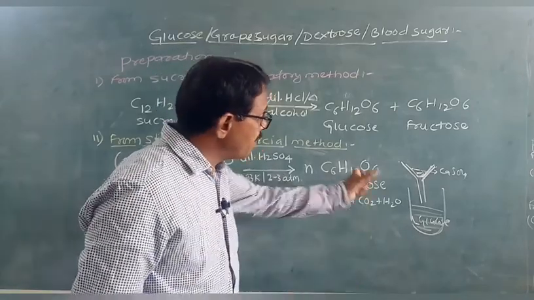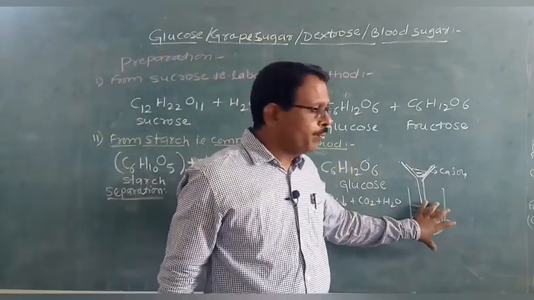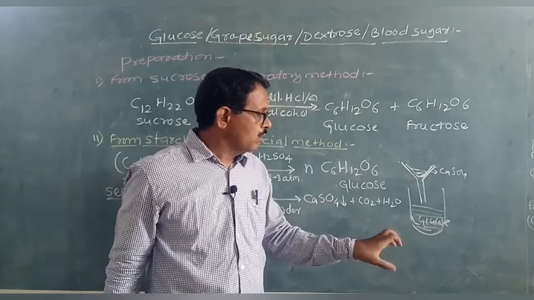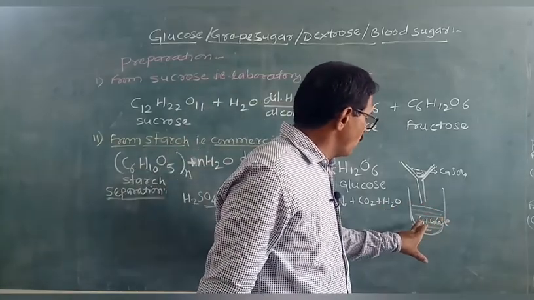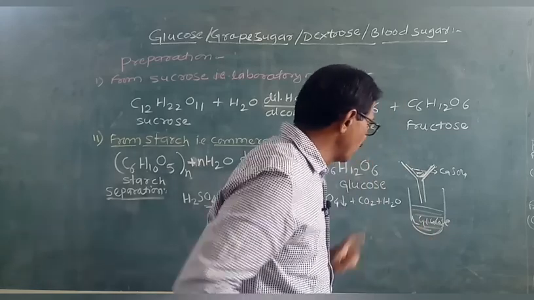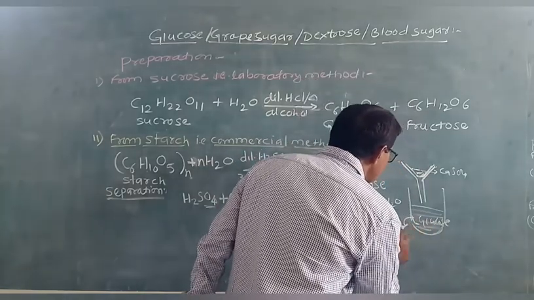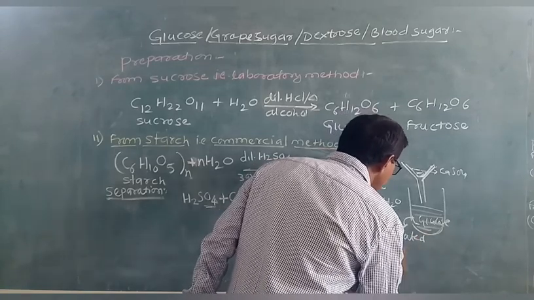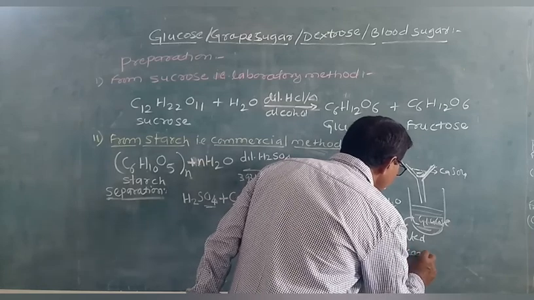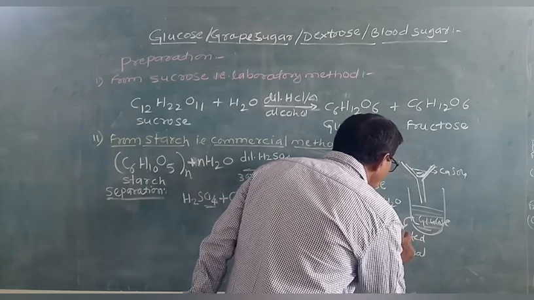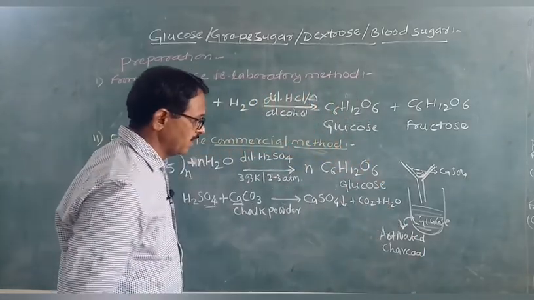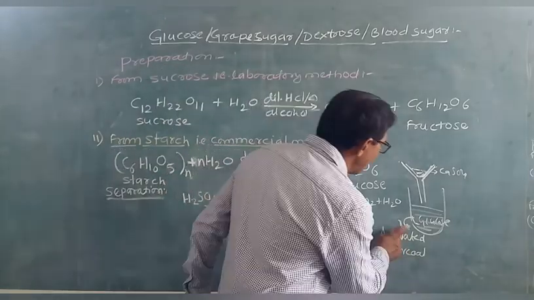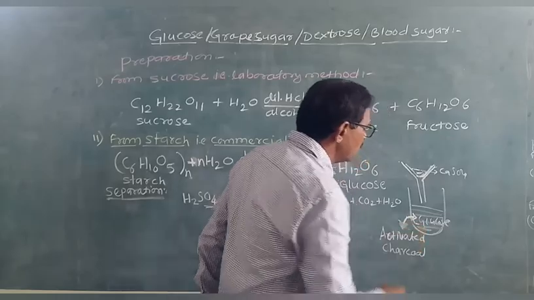Now, to prepare glucose in the pure form, we have to decolorize this mixture. We have to add animal charcoal. In this mixture there is activated charcoal. Add activated charcoal to this mixture. Activated charcoal is an adsorbent. We have to add activated charcoal into this mixture.